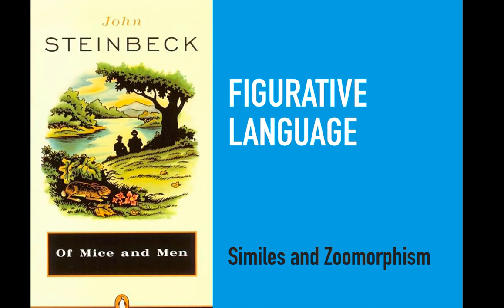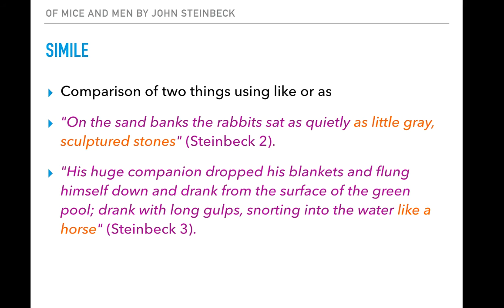So John Steinbeck, in Of Mice and Men, uses a lot of figurative language, but we're really going to focus on, for section 1, similes and zoomorphism. So remember that similes are a comparison of two things using like or as. In the first example, on the sandbanks, the rabbits sat as quietly as little gray sculptured stones. The simile is comparing how the rabbits sat quietly to little gray sculptured stones, like they didn't move or make any noise at all. And the comparison is using as.